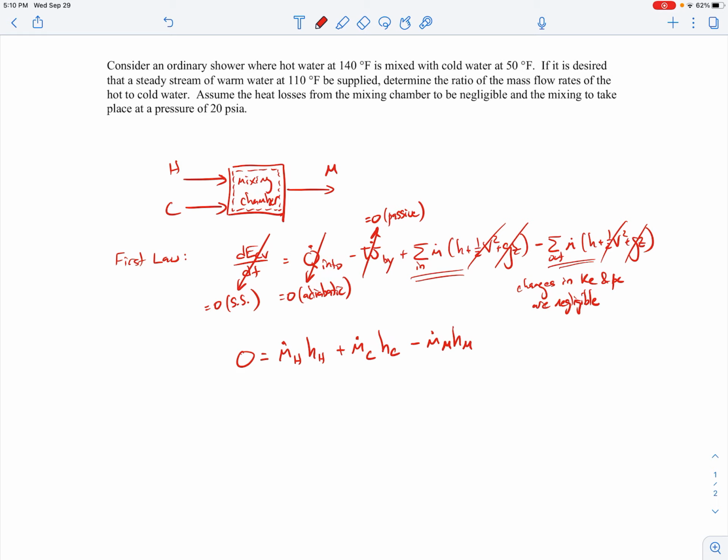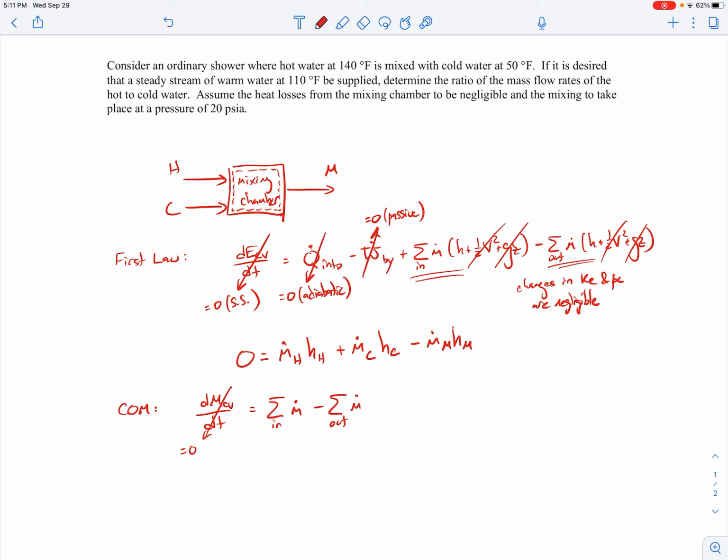And before I go much further, let me do another thing. We have these three mass flow rates: the mass flow rate of the hot stream, the mass flow rate of the cold stream, and the mass flow rate of the mixed stream. But I know that if I apply conservation of mass to that same control volume, I can relate the mass flow rate of the mixed stream to these incoming streams. So let's do that. Let's apply conservation of mass to the same control volume. We'll just write that one out. It's a little easier to write out.